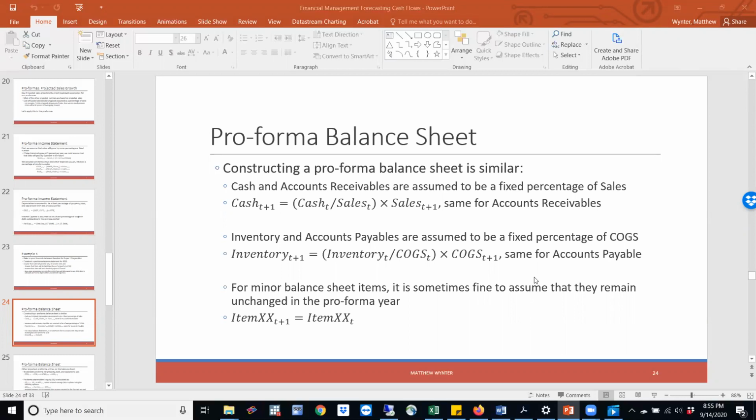And that makes sense because, again, accounts receivable is the money that we've got coming in from the stuff that we sold. And cash, obviously, we sold stuff, we got cash. Our inventory and our accounts payable, we're going to assume are fixed percentages of the cost of goods sold. That also makes sense because our inventory is the stuff we produced but haven't sold yet. And our accounts payable, well, that's the IOU that we owe to other companies because we've been receiving things and haven't paid for them yet. For some minor items on the balance sheet, we're going to assume that they remain unchanged. So whatever they were the previous year, we're going to hold them fixed in the pro forma year.